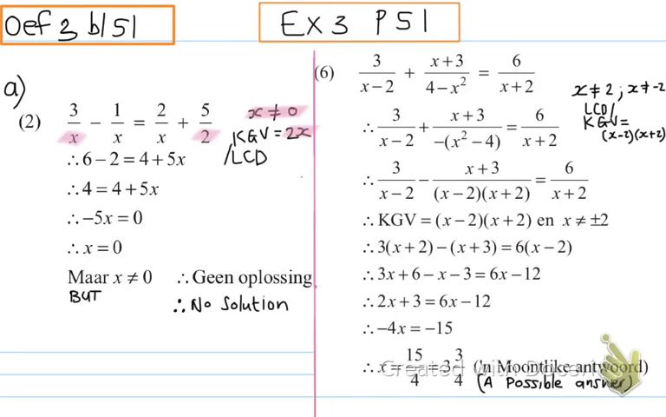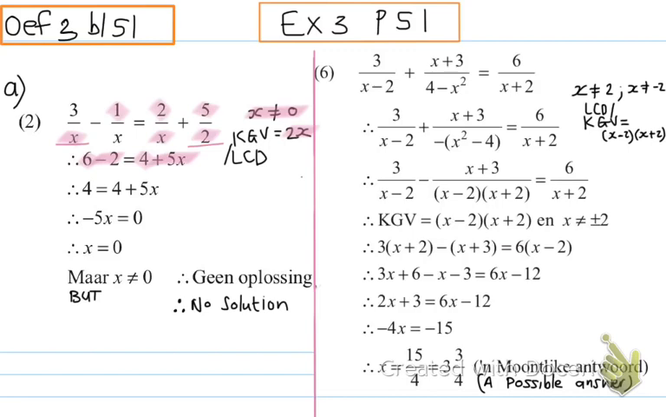Alright, so then, when my LCD is 2x, I need to ask myself, what do I multiply my first denominator with? I multiply it with 2. So 3 times 2 gives me 6. Then the next one I also multiply by 2. So negative 1 times 2 is negative 2. The next one I also multiply by 2. 2 times 2 is 4. The last denominator there needs an x. So I'm going to multiply the 5 by x and I get 5x.